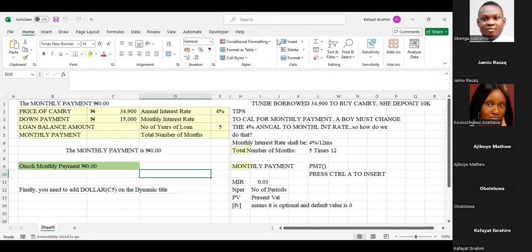Okay. So let's pay attention. Very easy, straightforward stuff, right? Now, payment function.